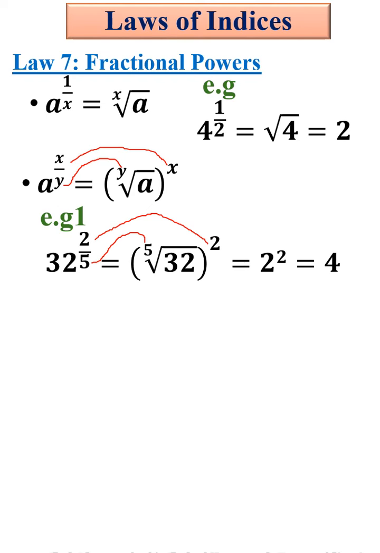And so the fifth root of 32 will give us 2. Which number would you multiply by itself 5 times to give you 32? The answer is 2. Then 2 raised to the power 2 gives us 4.